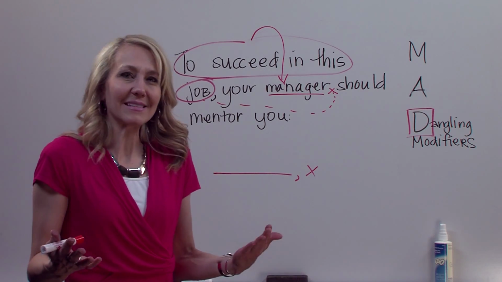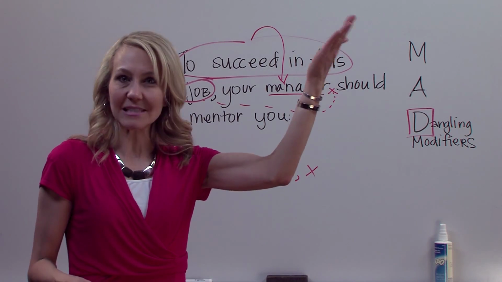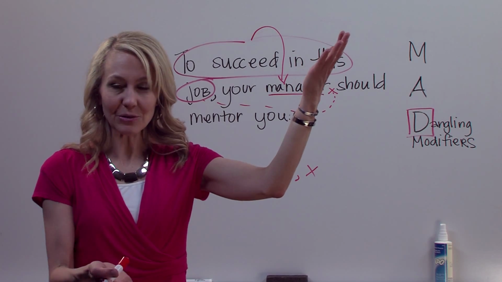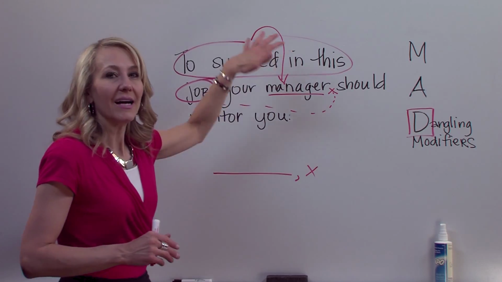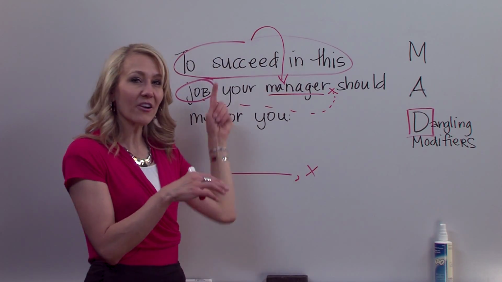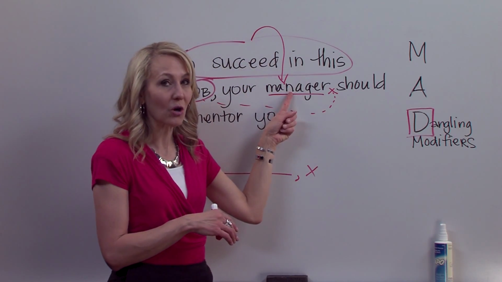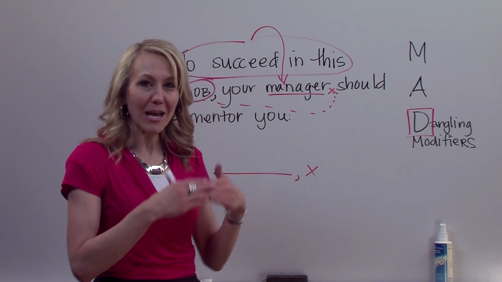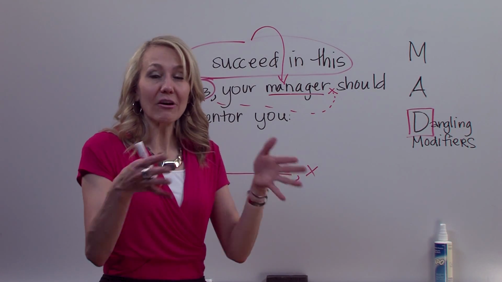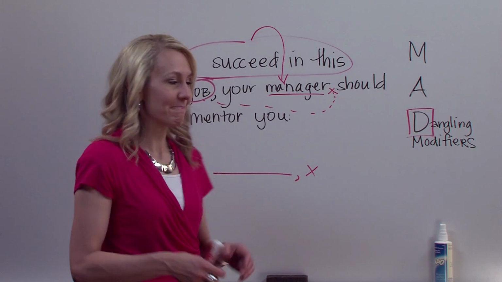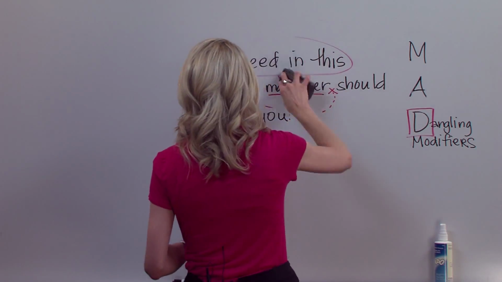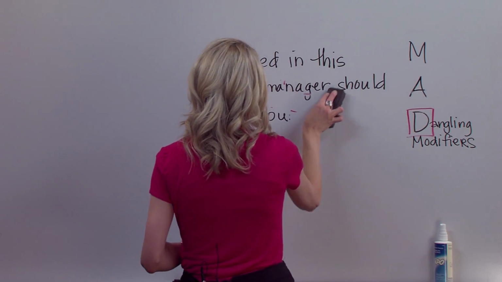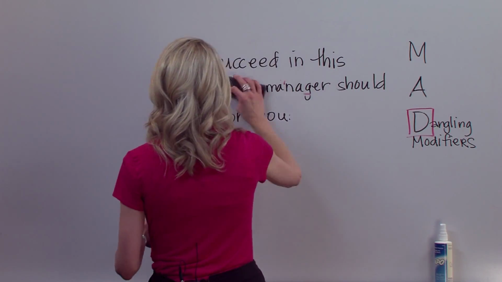Is that what I'm trying to say? That the manager, in order for him to succeed, has to mentor you? Clearly that's not what I'm trying to say. This is a dangling modifier. It's a modifier phrase that's hanging out next to the wrong word. So I'm going to reshape my sentence to clarify that modifier relationship. I'm just going to say, for you to succeed in this job, I think. Right? Good enough? That's better.